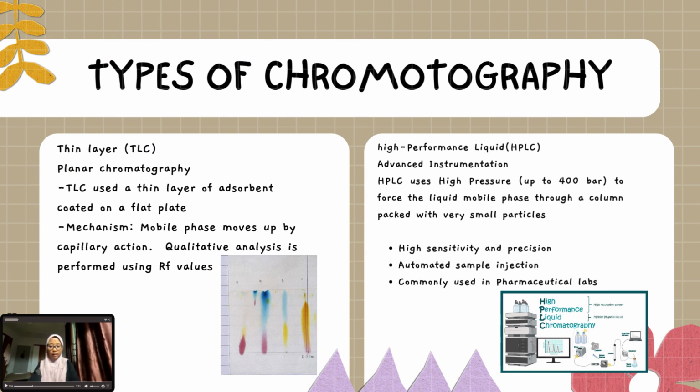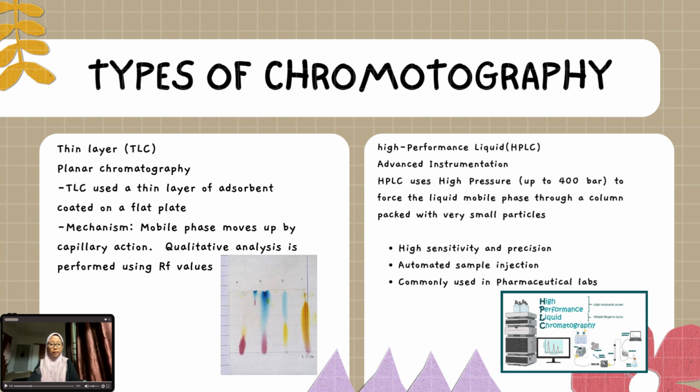TLC uses a thin layer of adsorbent coated on a flat plane. Mechanism: the mobile phase moves up by capillary action. Qualitative analysis is performed using the Rf value. Second is high performance liquid chromatography, HPLC. Advanced instrumentation: HPLC uses high pressure, up to 400 bar, to force the liquid mobile phase through a column packed with very small particles. It is very sensitive and precise.